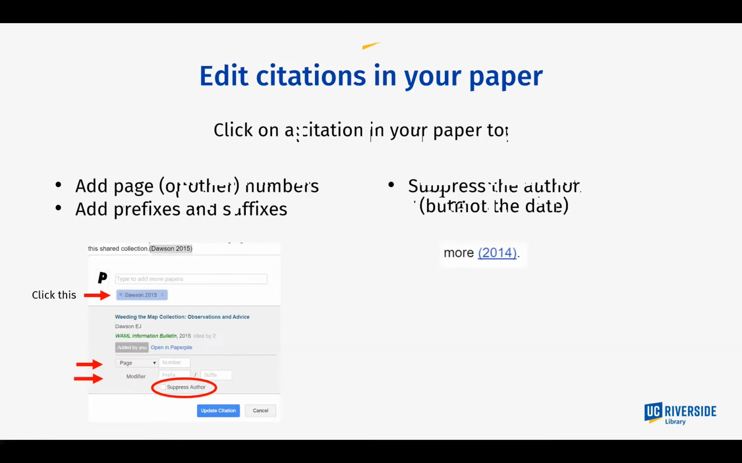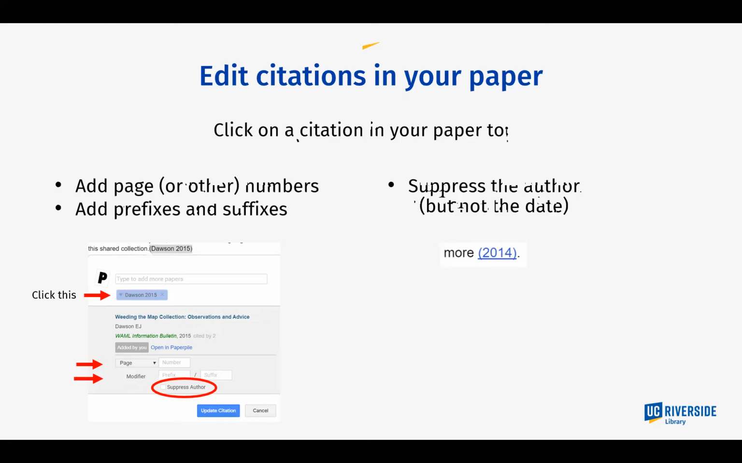However, there's ways that you can edit your citation. Sometimes you need to add prefixes and suffixes, like the same authors wrote several papers in the same year. So you need like 1963A and 1963B or something like that. You can add page numbers. Sometimes that's what you need to do.